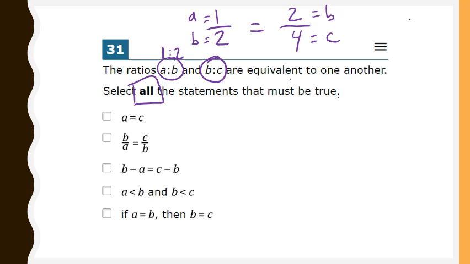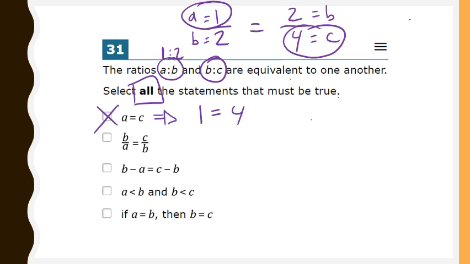So if I were to go through each of my statements, I can determine whether or not they're true. If I look at the first statement, A is equal to C, what I can do is take my A value, which is 1, so again I'm just using the information I have up above, and I'm going to see whether or not it's equal to my C value, which is 4. Now I know that's not true, so the first option can't be correct.